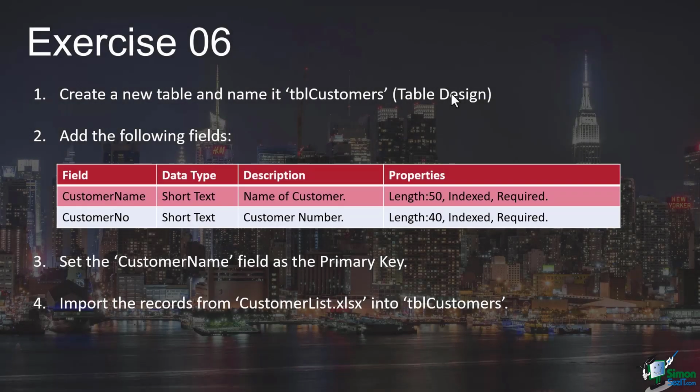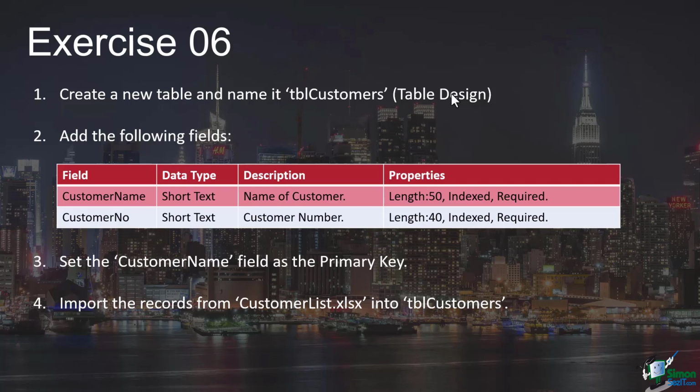It's time now for us to complete exercise 6. And in this exercise, we're going to practice some of the skills that we've learned in this section of the course. So the first thing I'd like you to do here is to create a new table and name it Tibble Customers. And I'd like you to use the Table Design button to do this. I'd then like you to add the following two fields to the table, customer name and customer number. And make sure you use the data types, descriptions, and properties laid out in this screenshot.